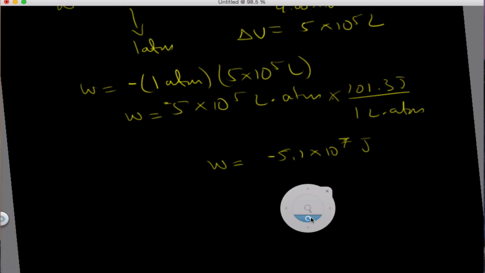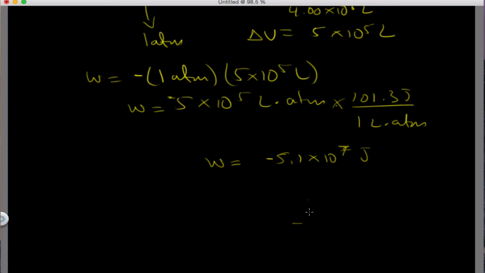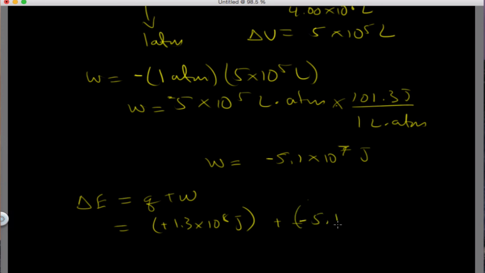Then doing delta E is very simple. Delta E is Q plus W. Remember, Q was positive 1.3 times 10 to the 8th joules plus negative 5.1 times 10 to the 7th joules. So delta E is equal to 8 times 10 to the 7th joules. That is the change in internal energy.